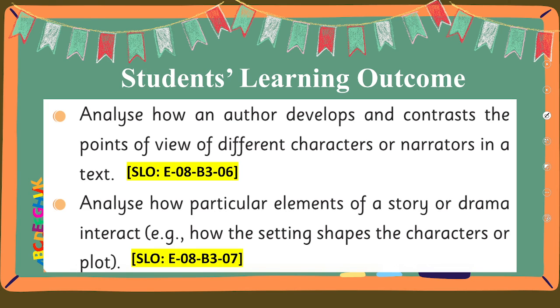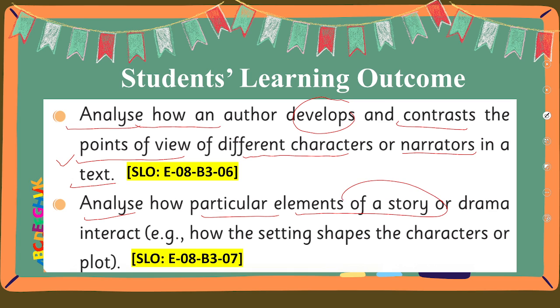Number one is: analyze how an author develops and contrasts the points of view of different characters or narrators in a text. And the next one is we will analyze how particular elements of a story or drama interact. For example, how the setting actually shapes the characters or plot. So let's break down the very first one.